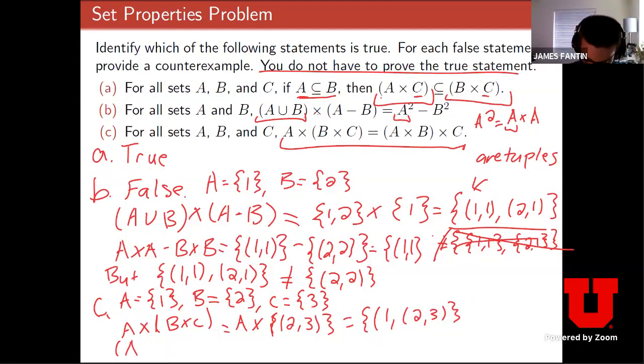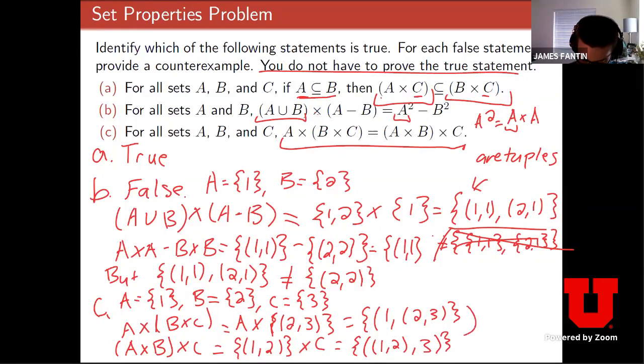But when we do A cross B cross C, then we're going to do A cross B first. And that'll be the set containing the tuple 1, 2, cross C, which will be the set containing the tuple 1, 2, the element 3. And these are not the same. One is a tuple containing a value and another tuple, well, the value 1 and then the tuple 2, 3. The other one's a tuple containing the tuple 1, 2 as the first value and then the value 3. And so these aren't the same.